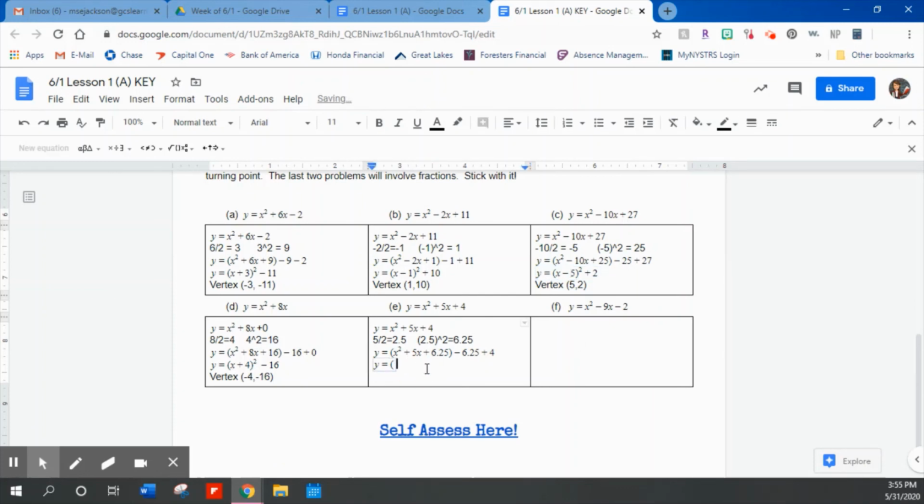So half of 5 is 2.5. And those are both plus signs. So that means we put the plus inside of the parentheses there. And we have -6.25 plus 4, which gives us -2.25. Okay, so the vertex here is -2.5, -2.25.